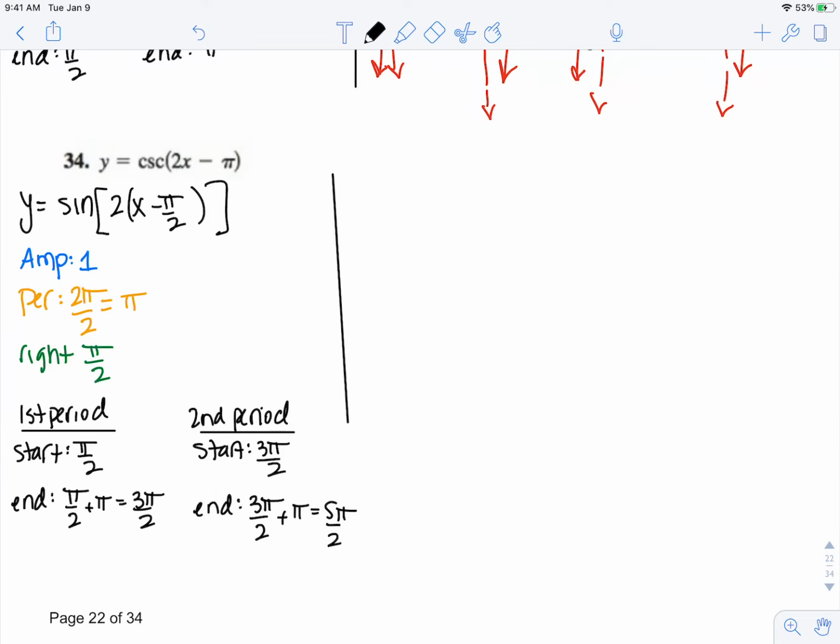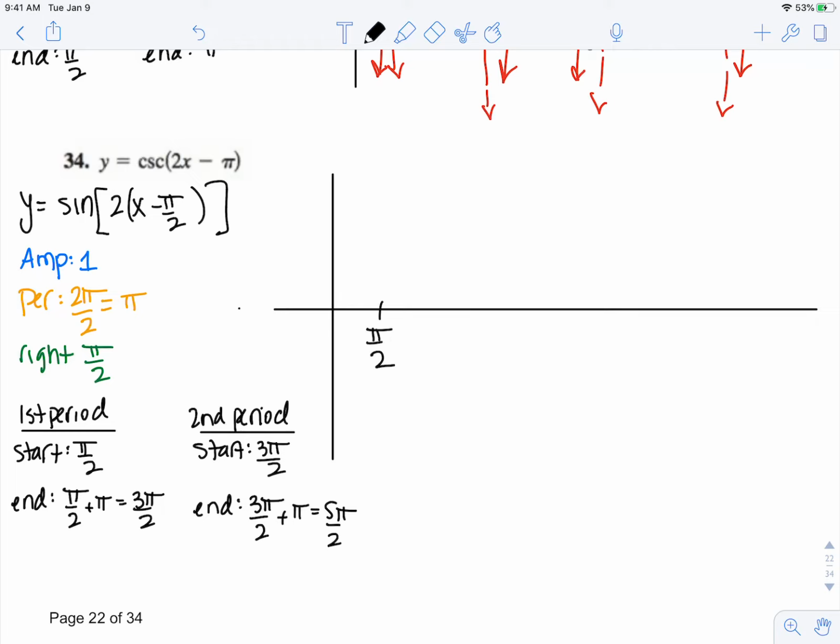So let's go ahead and sketch this now. So this is going to be pi. Let me get myself some space. Pi over 2, and this is going to be 3 pi over 2, and this is going to be 5 pi over 2. Let's split this up in the middle. Pi over 2 plus 3 pi over 2 is 4 pi over 2, divided by 2 is pi. The middle of this is going to be 3 pi over 4.